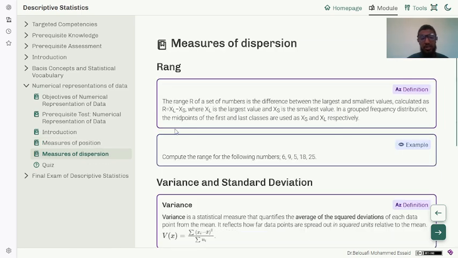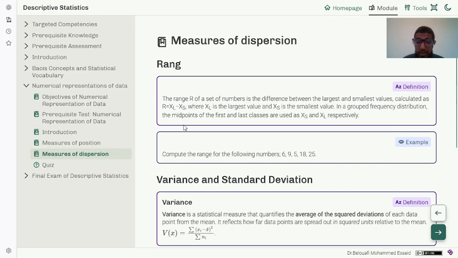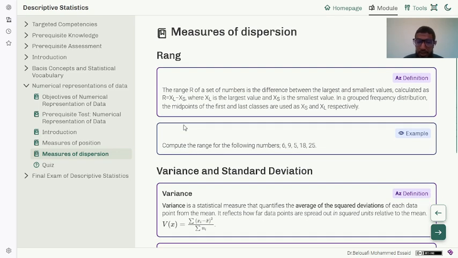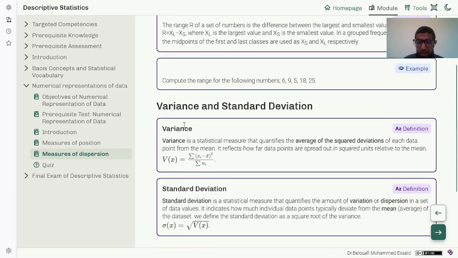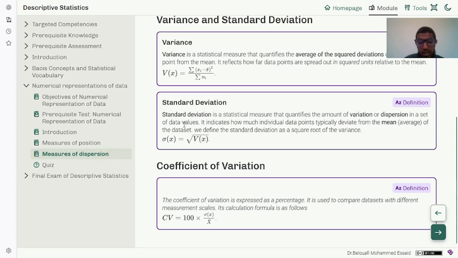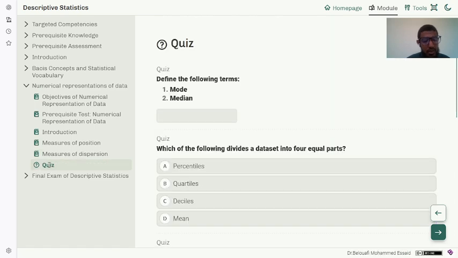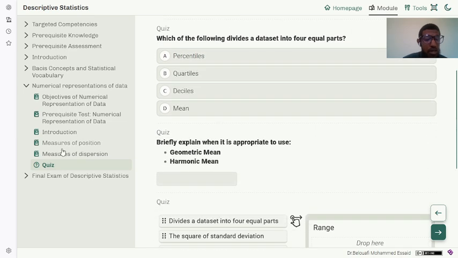The second part of this chapter is measures of dispersion, which contain the range. We define the range, the variance, and the standard deviation. And finally, we define the coefficient of variation. This chapter is completed by some quizzes, some exercises to evaluate the students.